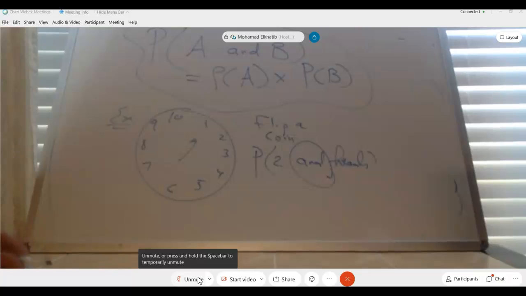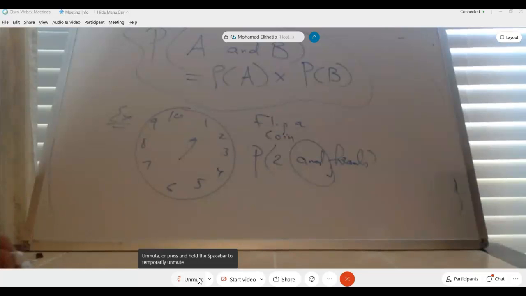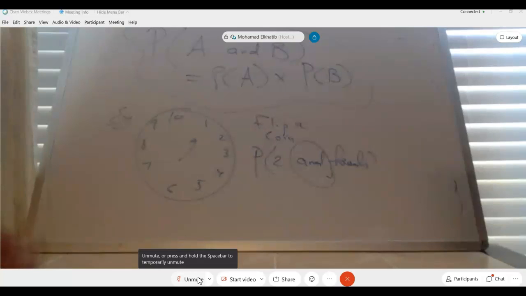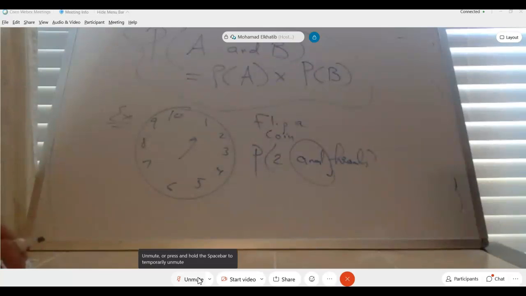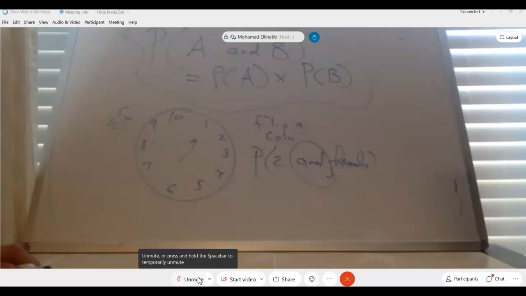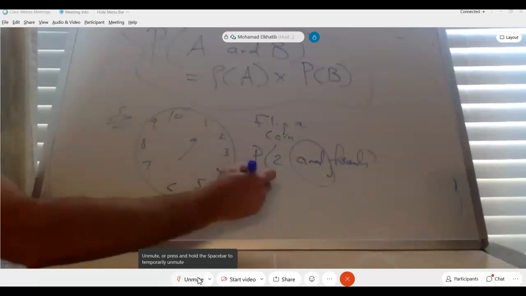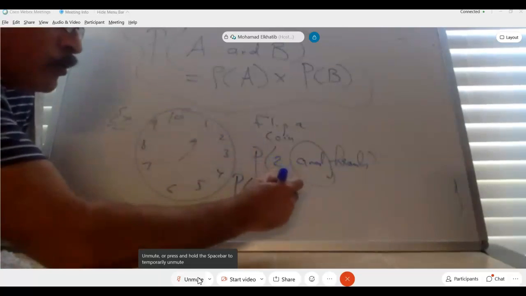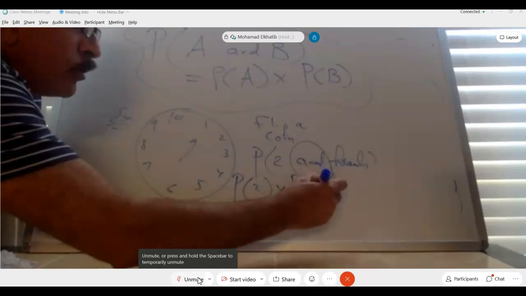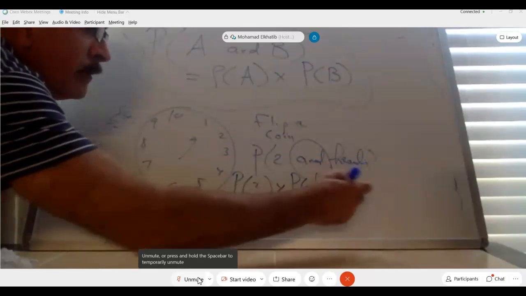Let's say you're gambling. You spin the wheel, then flip the coin. If you get 2 and heads in a row, you win the prize. But if you get 2 and tails, it's not or, it's and. So whenever you see the word and, the answer is the probability of 2, times the probability of heads. You multiply, you don't add.